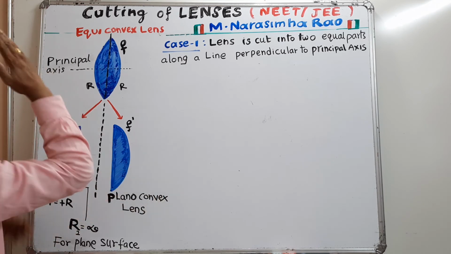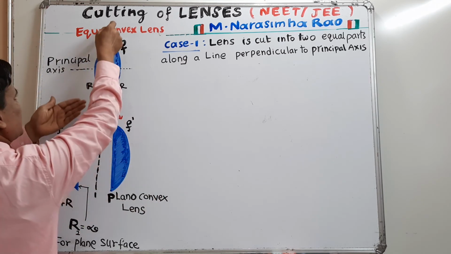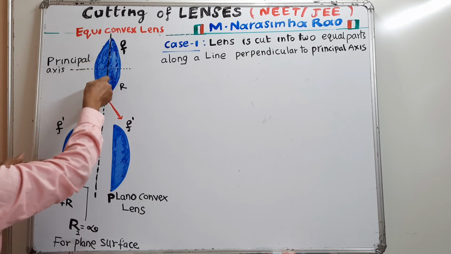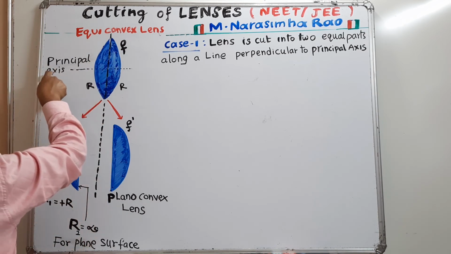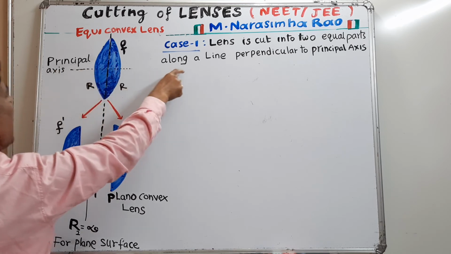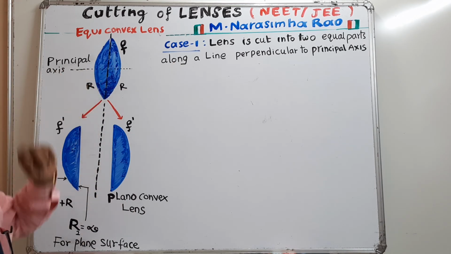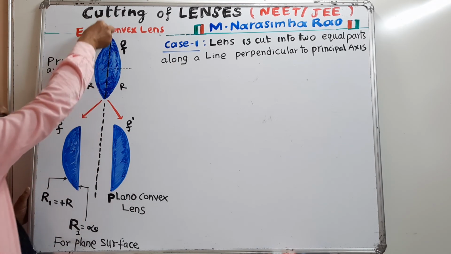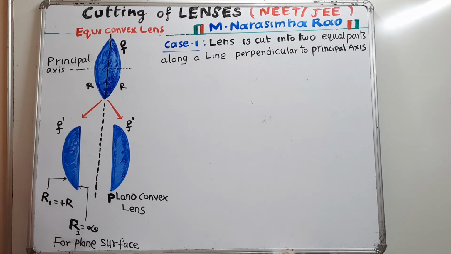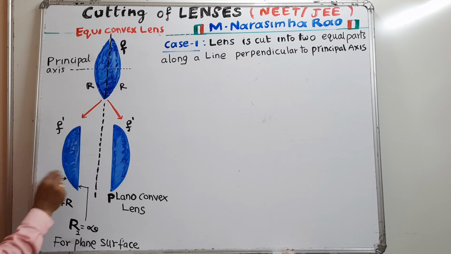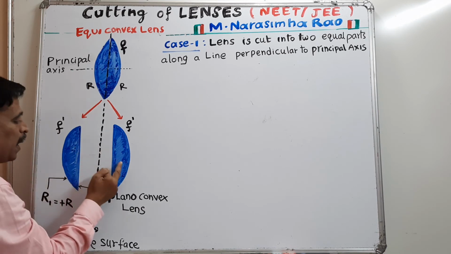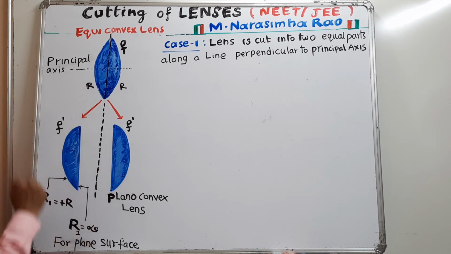I am cutting this lens along the vertical axis, perpendicular to the principal axis of the convex lens. I am cutting like this, such that this convex lens is divided into two plano-convex lenses.